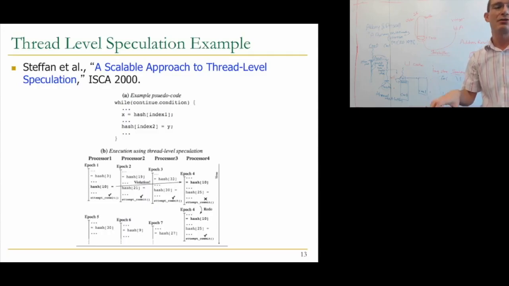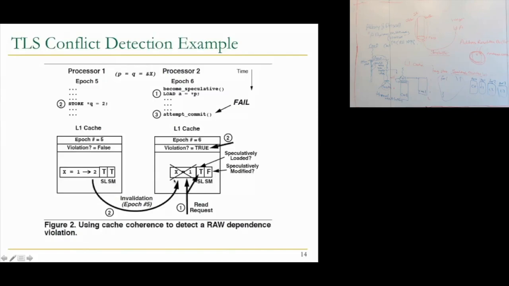Once you read the wrong value, now you need to squash this thread, this epoch over here. And this shows how that actually happens over here. So I'm going to go over this slide again. Basically, this is processor 1 and processor 2. Let's say you have epoch 5 and epoch 6 executing, and epoch 6 is the earlier epoch over here. I'm sorry, epoch 5 is the earlier epoch, and it's earlier in the logical sequential order.